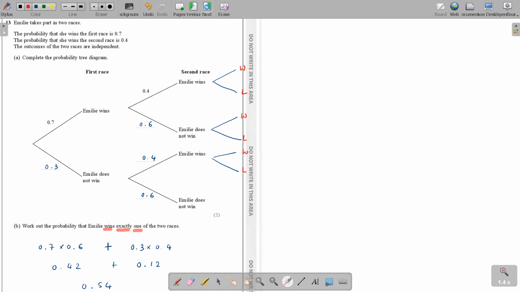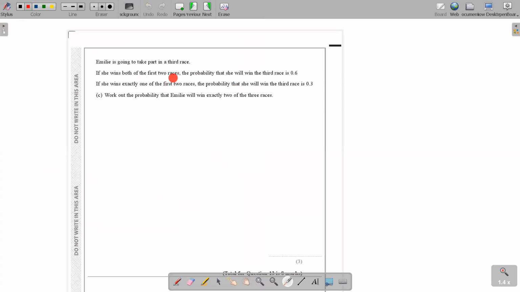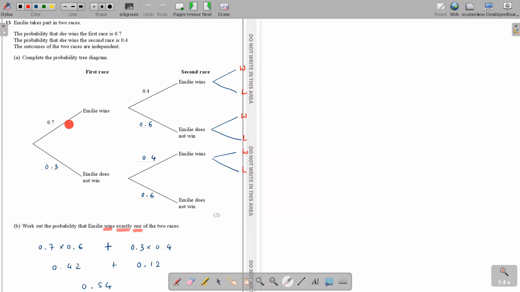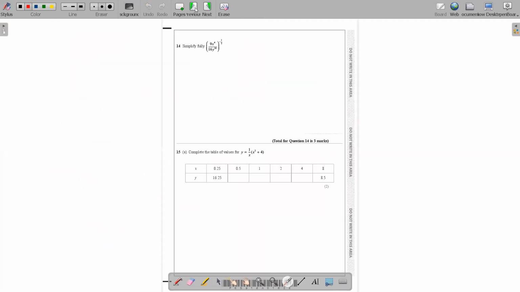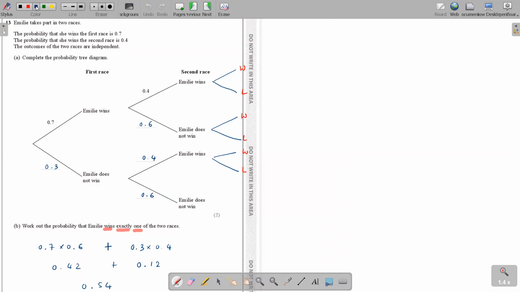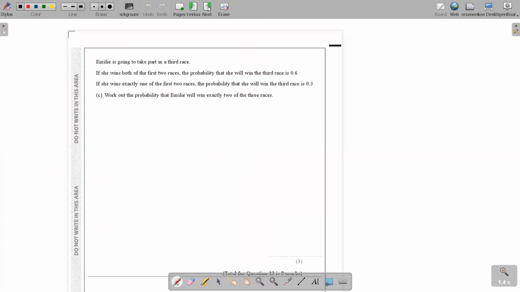So if she wins both of the first 2 races, which means we are definitely talking about the first branch. In the first branch, you have won both the first 2 races. The probability she'll win the third race is 0.6. So this is 0.6, which means losing probability is 0.4. So it's important you mark it down. Okay, so the next one.